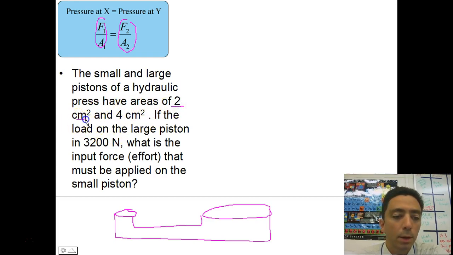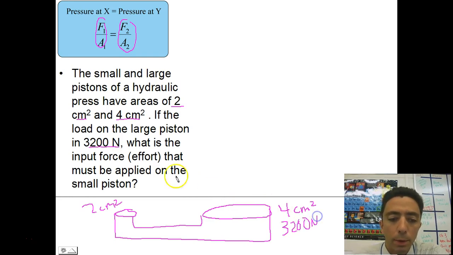2 centimeters squared and 4 centimeters squared. The larger of those two, 4 centimeters squared, is going to be my large piston, right? So I'll put it over here next to the large. And then the small one, of course, is 2 centimeters squared. The load on the large piston is 3,200, all right? So the problem has told me that 3,200 goes with the large piston, and that's where I'll put it.